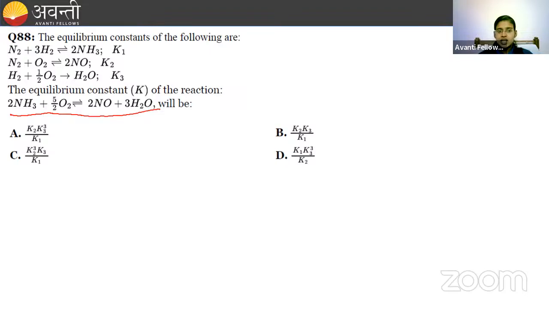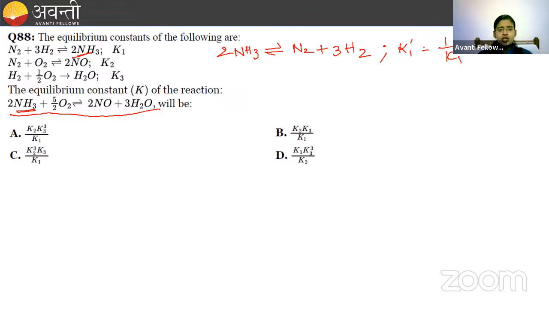Okay. The desired equation has ammonia on the reactant side, but the given equation has ammonia on the product side. So I have to reverse the equation. If I reverse equation 1, I will get 2NH3 in equilibrium with N2 plus 3H2, right? Since I have reversed it, the new equilibrium constant, K1 dash, will be equal to 1 by K1. If I am reversing an equation, then I have to take the reciprocal, right? So it is 1 by K1.